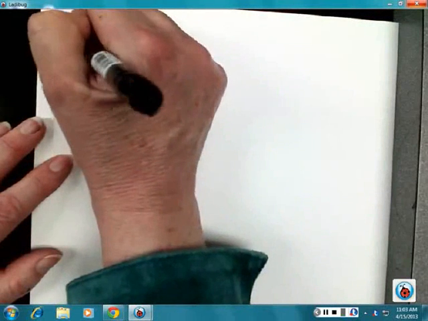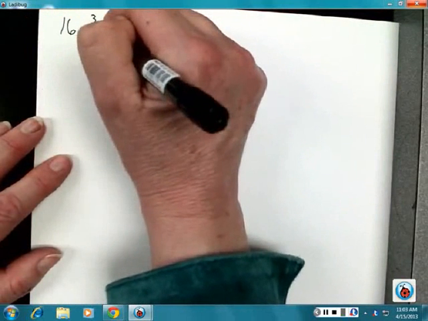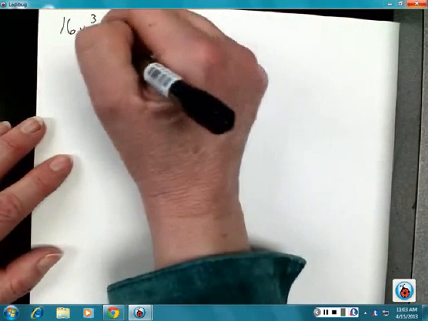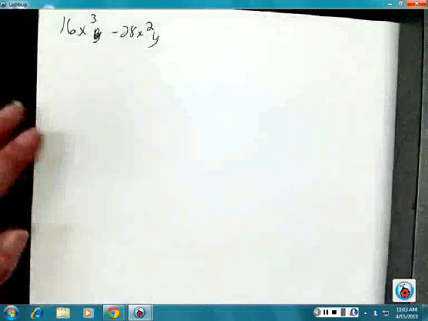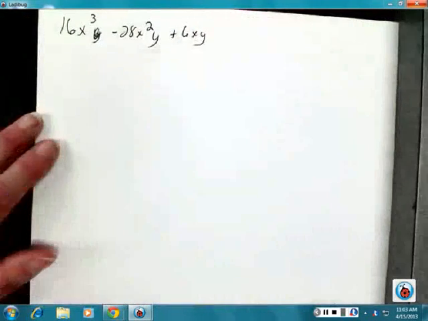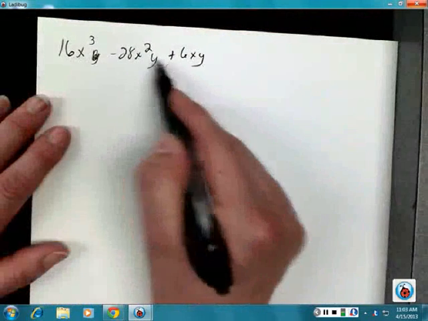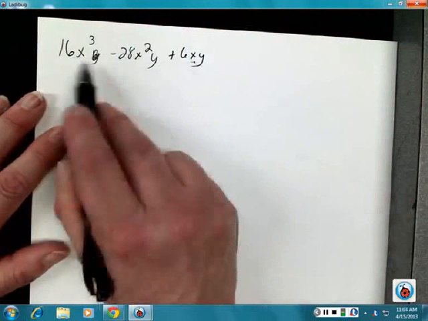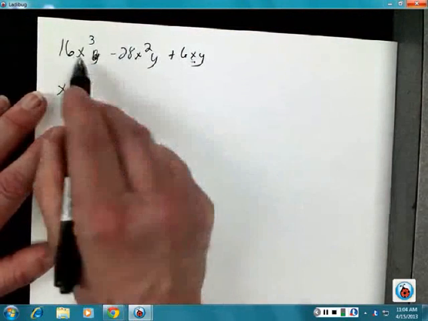16 x cubed y, subtract 28 x squared y plus 6xy. This is not really a cube though, because notice you can pull out an x. You can't pull out an x squared, but you can pull out an x. And as soon as I pull out my x, that's going to become a square.